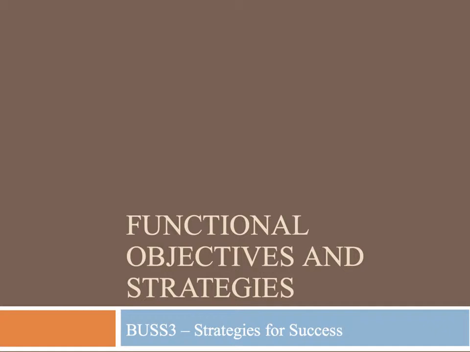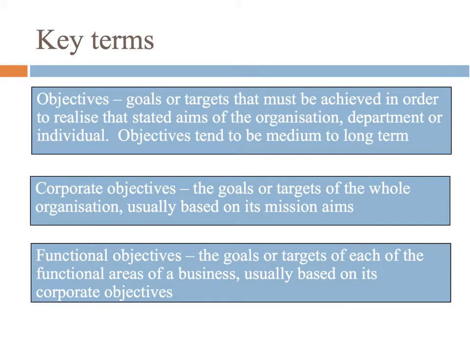So this first video, as you can see, functional objectives and strategy, we need to consider what the functional objectives of a business are and how they relate to their corporate objectives. It also looks at the relationship between functional objectives and strategies, but as always we need to start with some key terms. So first of all, objectives.